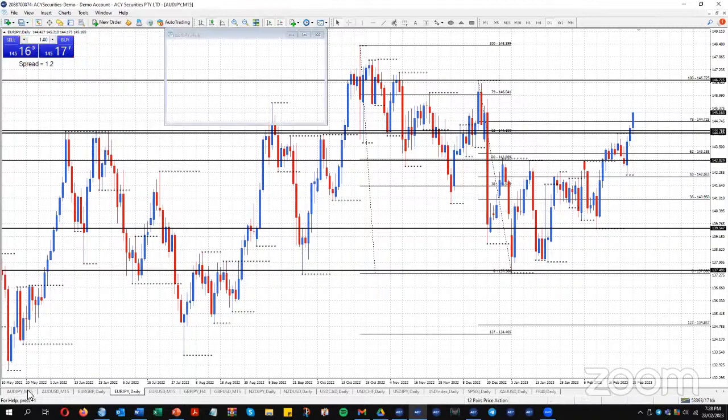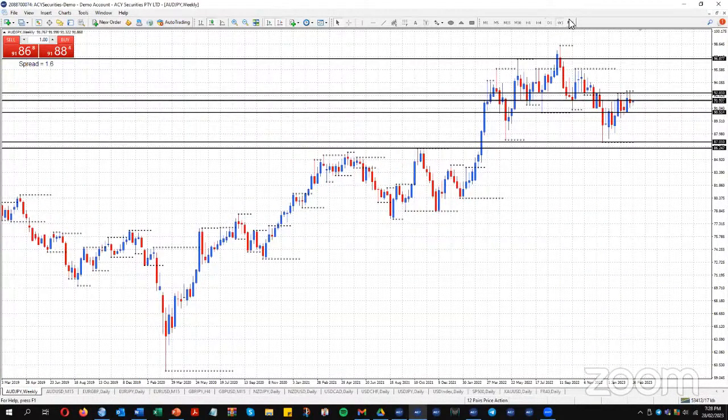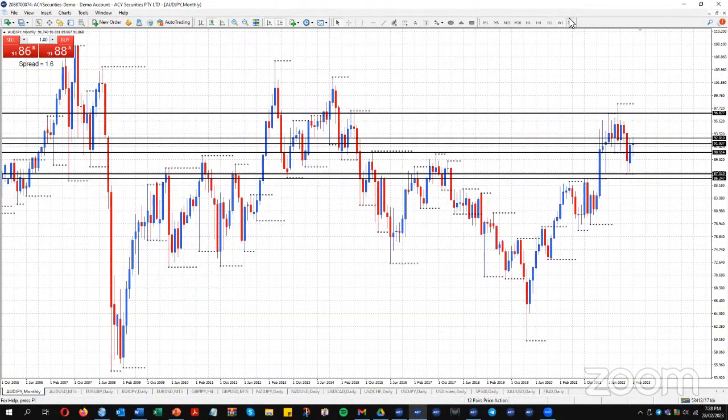All right, let's move over to the Aussie yen. Looking at the monthly chart first of all, this is actually having a rally on the monthly chart, but it is in the downtrend. So I've just showed you on the euro yen a different complete trend, higher top, higher bottom, moving up. Whereas on the Aussie yen here, this is a lower bottom on the monthly, and we are moving up.